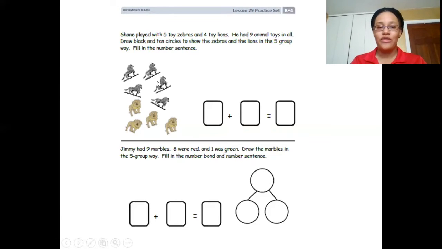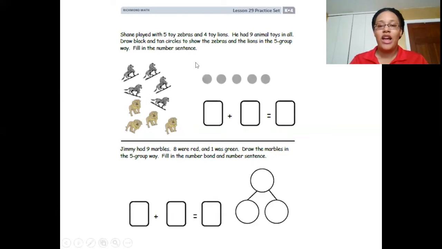1, 2, 3, 4, 5 toy zebras. 1, 2, 3, 4 toy lions. So we need to draw a 5 group using our black and tan. If you don't have tan, you can always use a different color to represent lions, like yellow or orange.